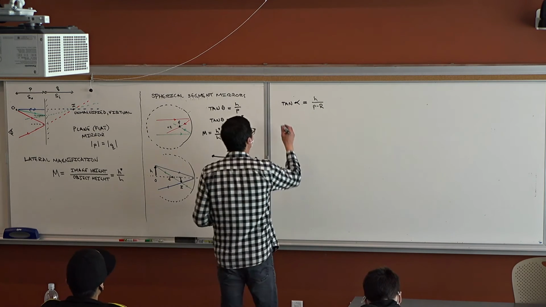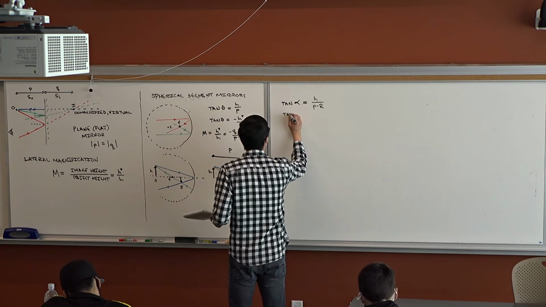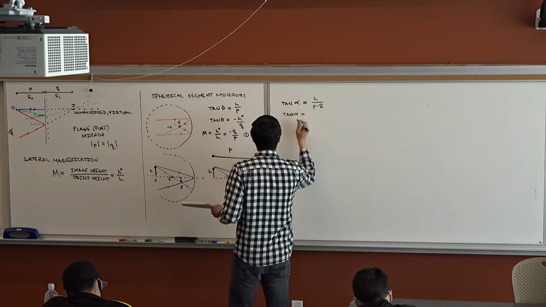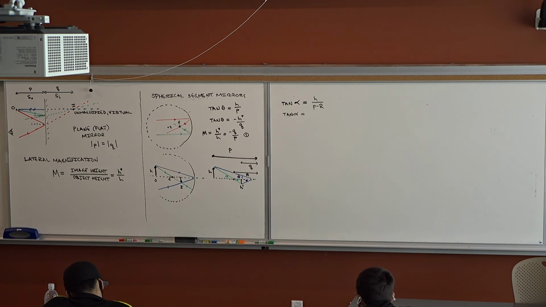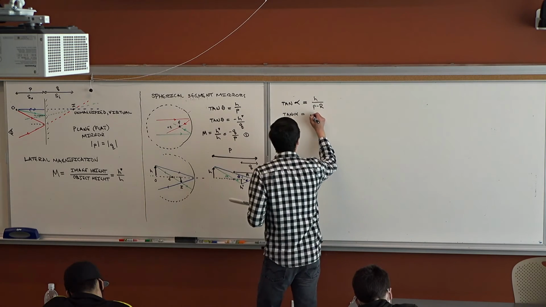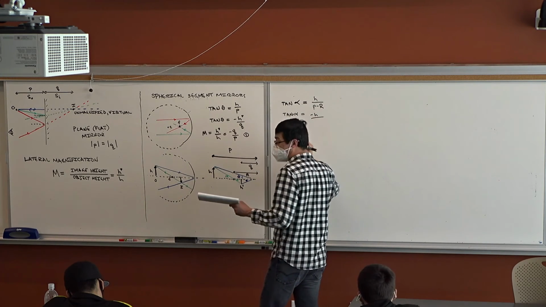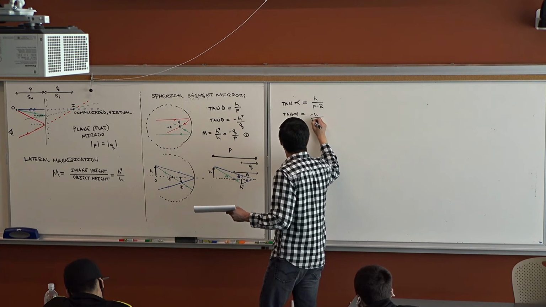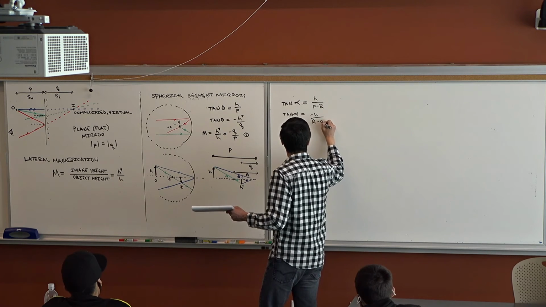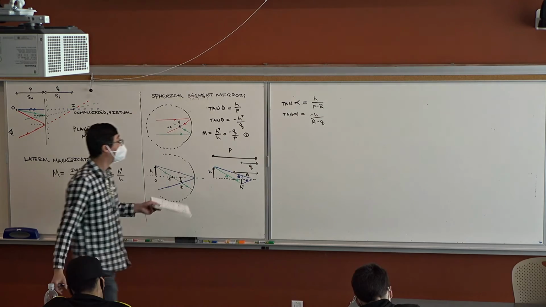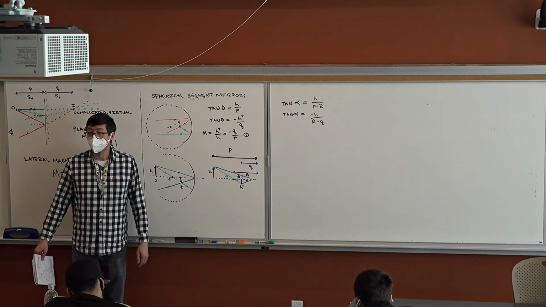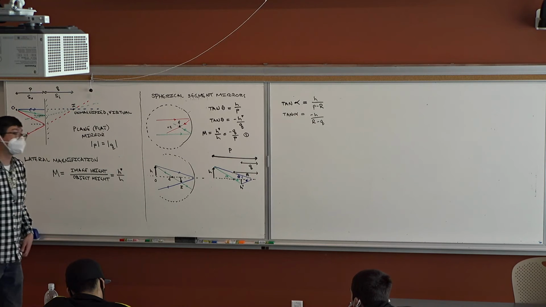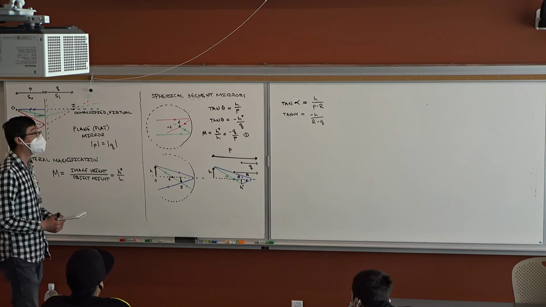What if we wanted to look at tangent alpha in terms of H prime? It would be negative H prime over R minus Q. Why is it negative again? Because it's under the dash line. I would consider that zero. Yes, that's how we're going to treat this. We treat it as an axis. Right? Yeah.